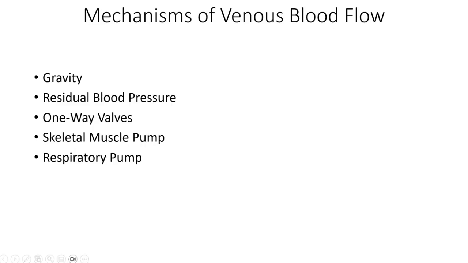So the venous blood flow has to be moved differently than with arteries. Arteries are going to have blood flow moving based on the force of the heart pumping. But by the time we get through the capillary beds and everything, we lose all of that pressure from the heart beating. And so we need different mechanisms to move blood back to the heart through the veins. All right, and so there are different ways that this happens. Gravity, a little bit of residual blood pressure from those arteries, but only a little bit. We've got those one-way valves again, and then we have a couple pumps. So we have a skeletal muscle pump and a respiratory pump.